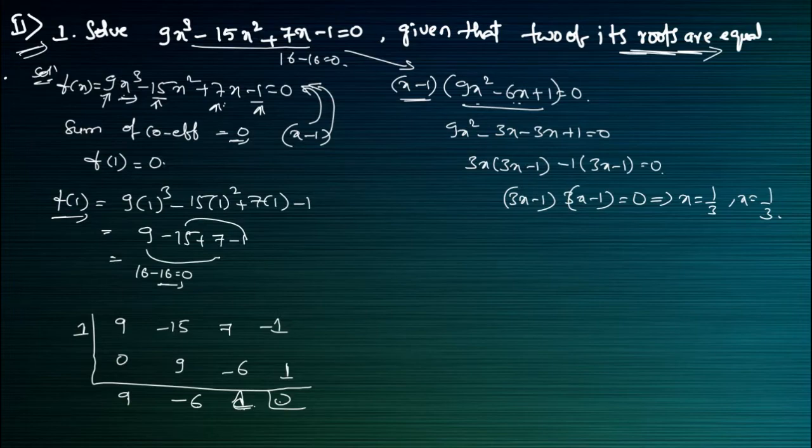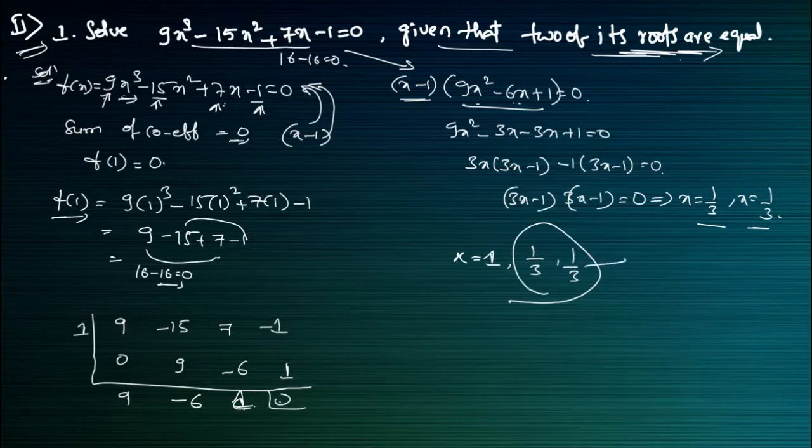Now what he is saying here: given that two roots are equal, these two roots are equal. So the first root is x is equal to 1, and the other two are 1 by 3 and 1 by 3. So these are the two equal roots of the given equation. Now moving to the next question, the second one.